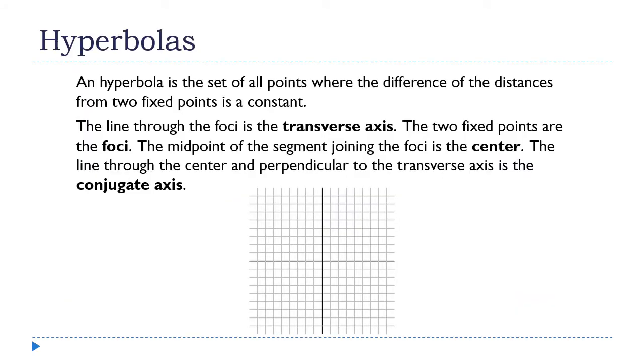So the hyperbola is going to be the last of the conic sections we're going to discuss. And the definition is very similar to the definition of an ellipse. Only where an ellipse talked about the sum of the distances being constant, a hyperbola talks about the difference of the distances being constant.